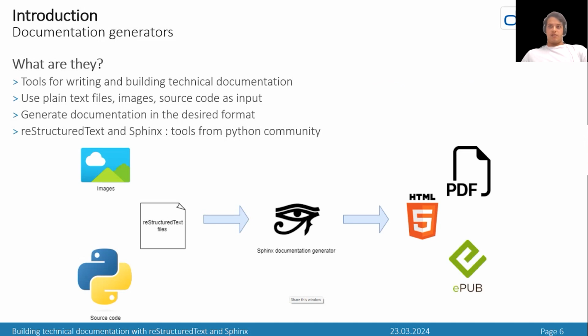And here is a picture that shows an example of what's going on here. So we can take images, source code, and reStructuredText files as an input. We have our Sphinx documentation generator, and we can build HTML documentation, PDF, EPUB, Linux man pages, or whatever, as long as there is a plugin to build what you need.